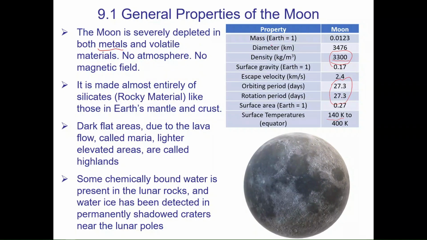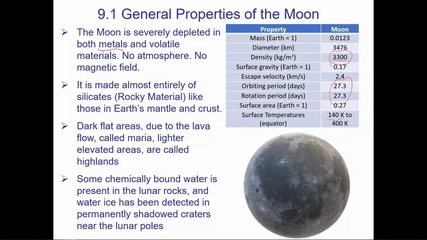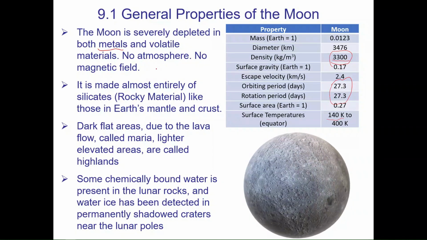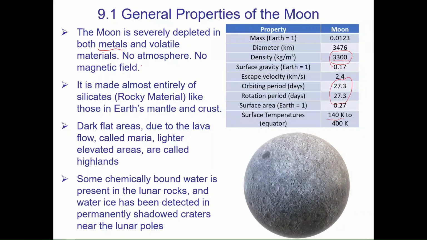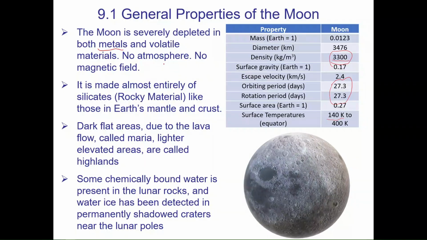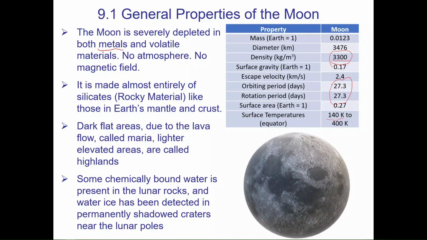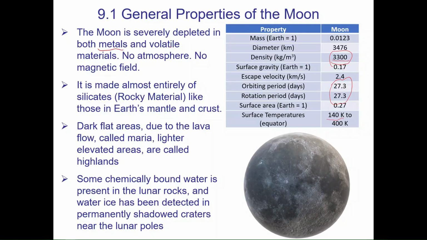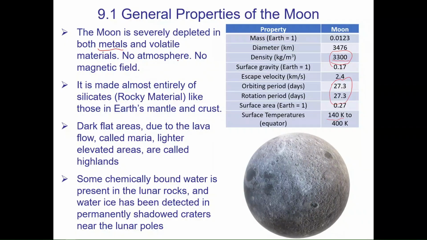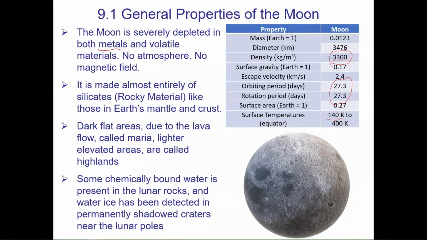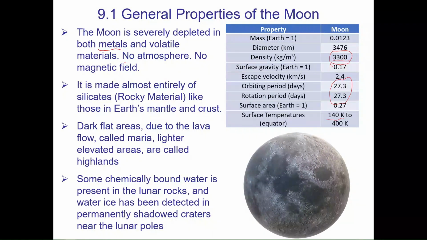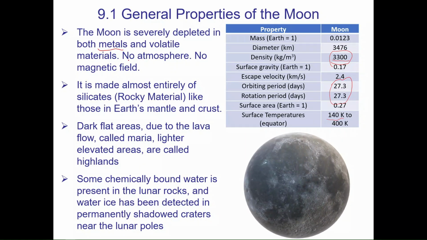Also, because the moon has much lower surface gravity, the volatile material, or you can imagine the gas like oxygen, nitrogen, what we have on the Earth, hydrogen, helium, and even water vapor, can escape easily into space. And therefore, the moon actually has no atmosphere. Later on, we'll also talk about the atmosphere on the other planets or other moons.